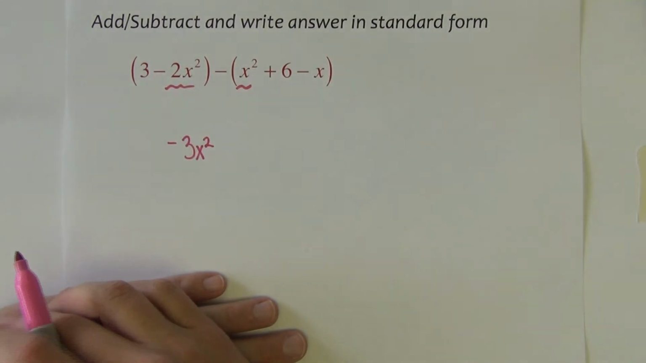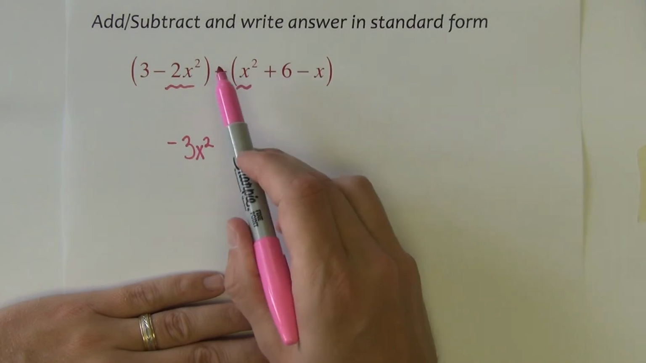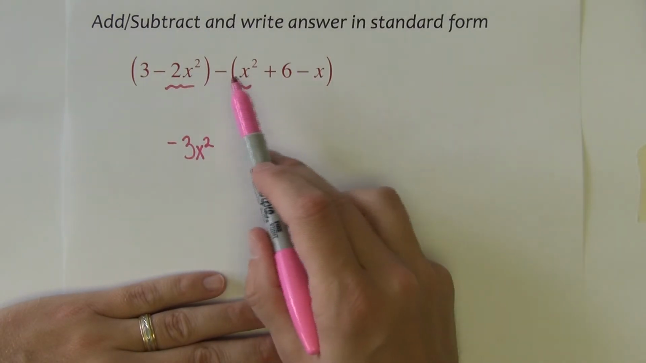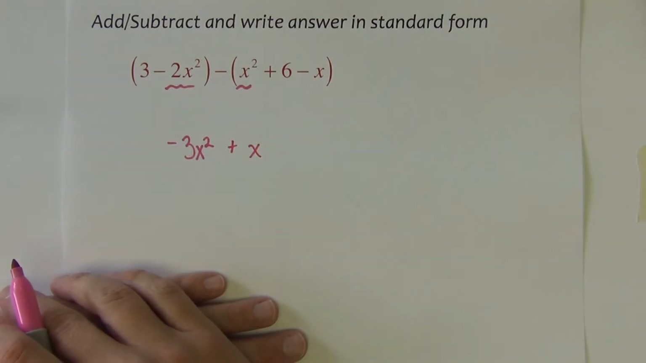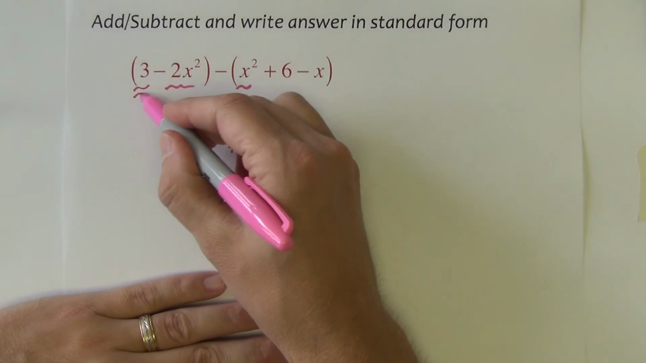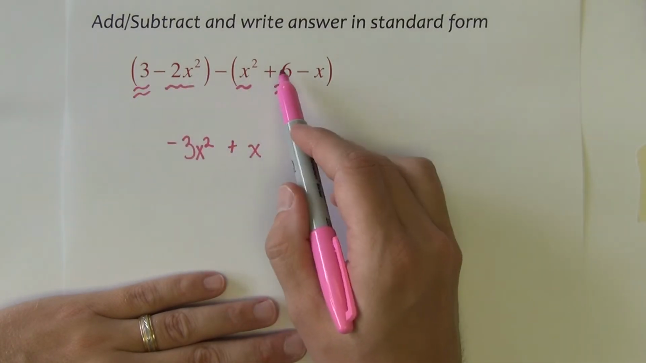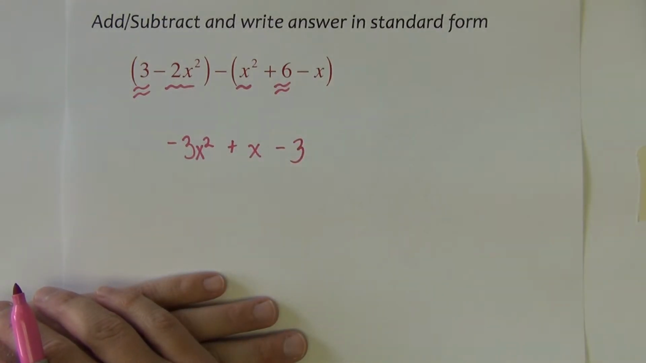Next, I'm going to locate my x's. This is the only x. We have to be tricky with the signs here. I am taking away a negative x. Subtracting a negative is adding, so plus x. And then I look for my constants. Got 3, take away 6, that's negative 3.